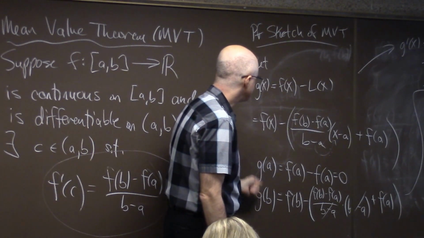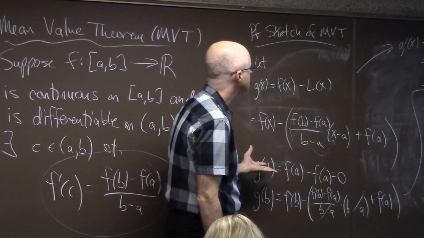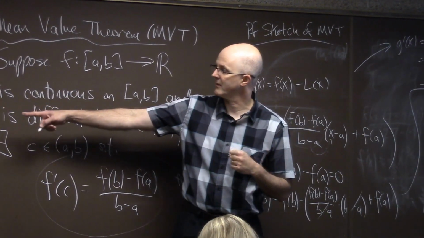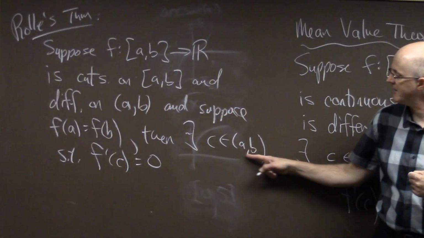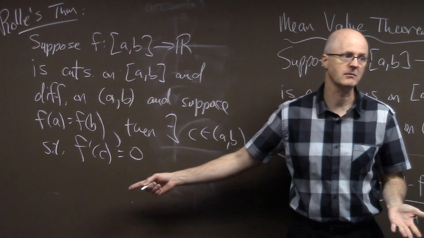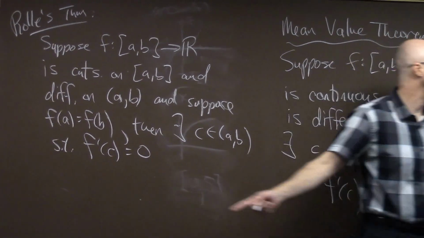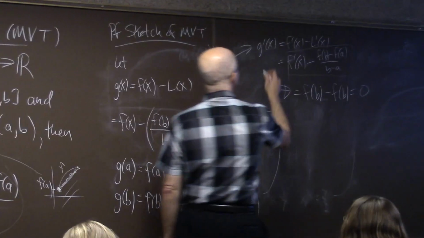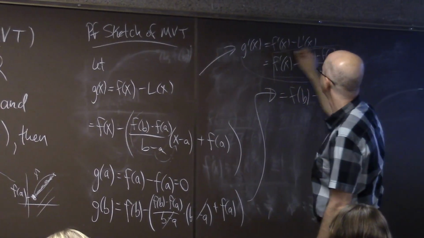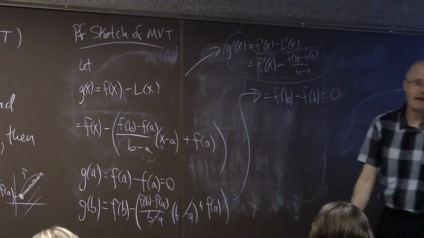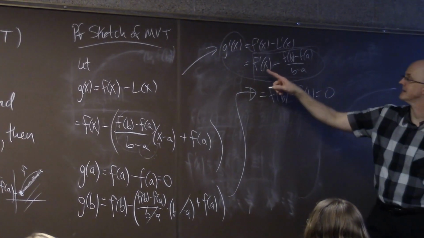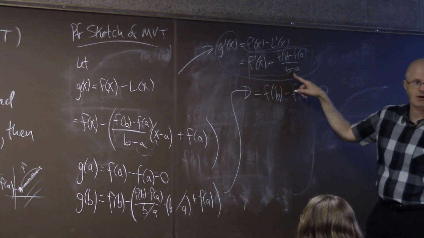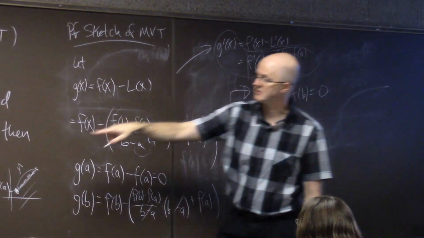Check that g of a and g of b are equal. They are. They're both 0. Therefore, by Rolle's theorem, there is a c between a and b so that g prime of c is 0, because I'm applying Rolle's theorem to g. Because g prime and f prime are related, that means something about f prime as well. It means f prime of c minus this is 0, which means this is true.